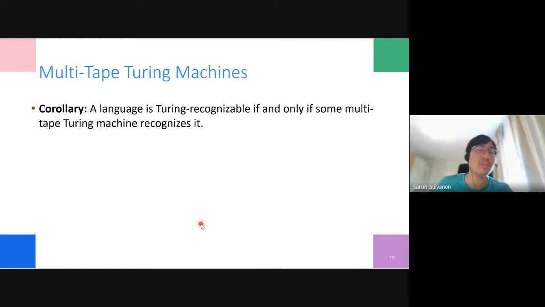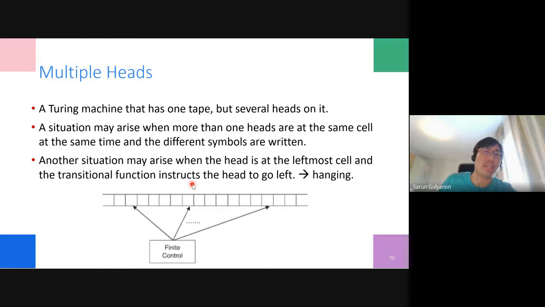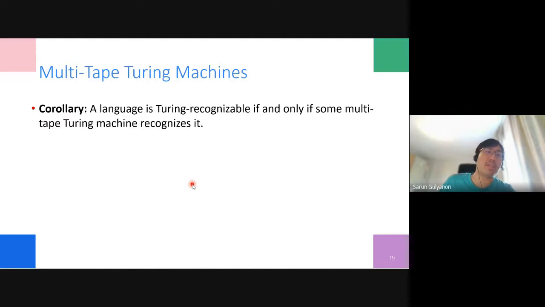Okay, so that is pretty much it about the multi-tape Turing machine. We introduced the definition, gave you the intuition, and also gave you the proof that it is equivalent to the standard version.